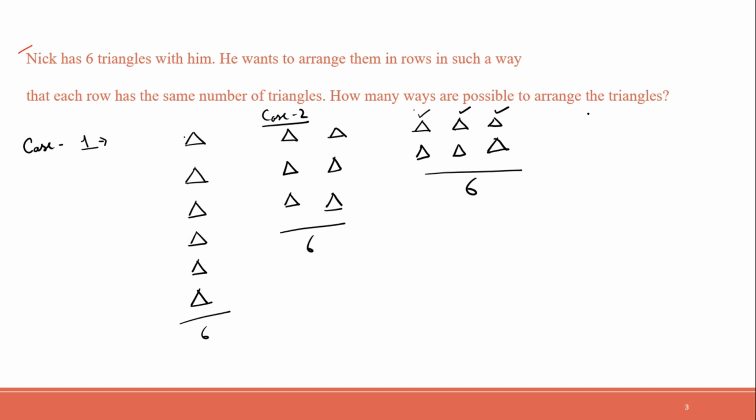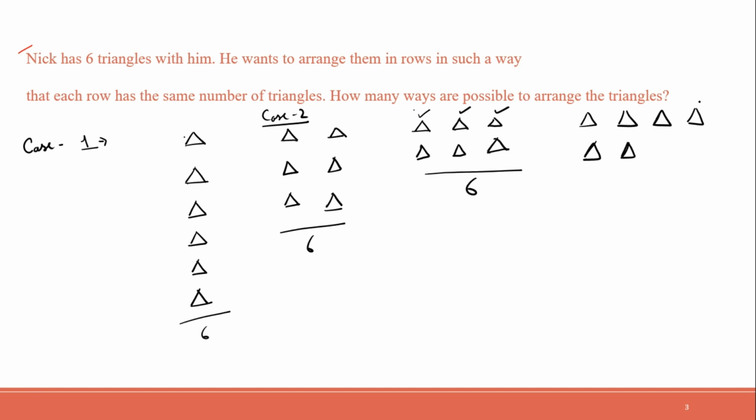Now, is there any way possible that we can distribute these six triangles in four rows? Is there any way possible? Just try it yourself. Just try to put these triangles in four rows so that each row has the same number of triangles. Let's try. One, two, three, four, five, six.